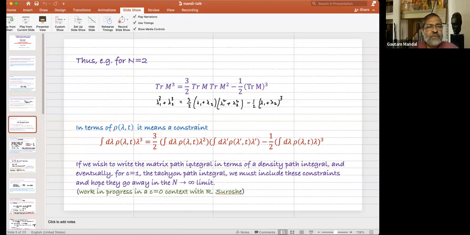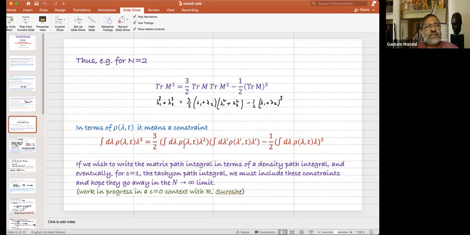So therefore, if we wish to write this matrix path integral in terms of a density path integral, and eventually, what that would mean for c equal to 1 is in terms of the two-dimensional tachyon path integral, that is the string path integral, we must include these constraints in the measure and hope that they go away in the n going to infinity limit.